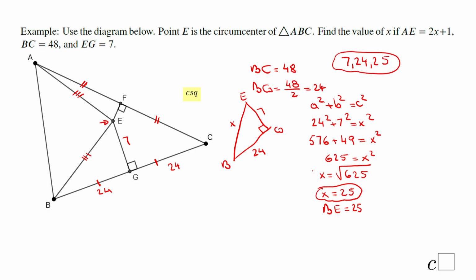And now, in fact, this x is different than our x, so let's be sure. Let's stay with c here just to not get confused, because this is not the x we need. The x we have goes with AE. AE is 2x plus 1. And if you remember, I said AE and BE are congruent.